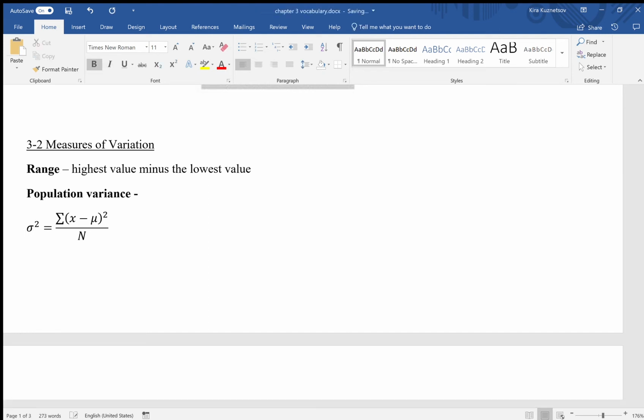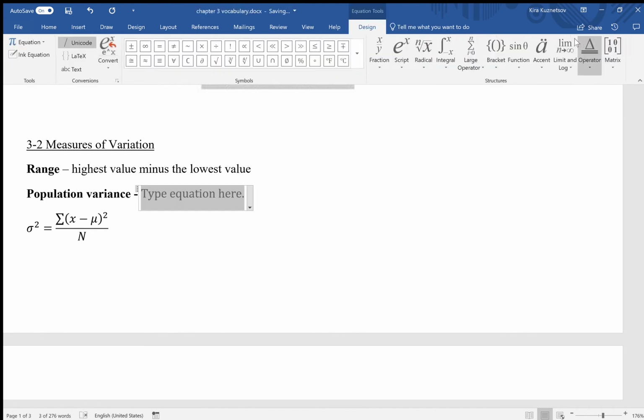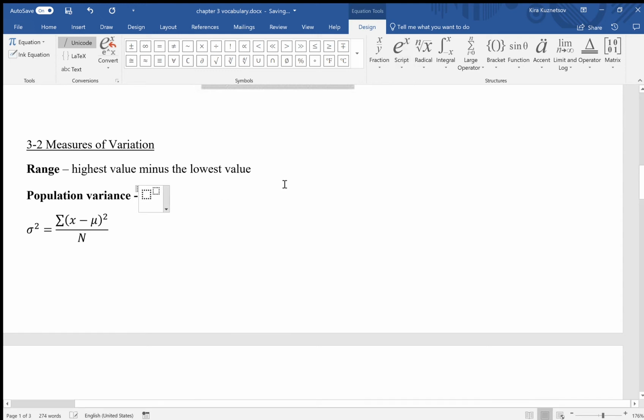So let me do it over here. Under insert, you're going to click on equation. Right here in script, if you click on the script, what you will see is you have a place of putting your squares. It's called a superscript. What I'm going to do is I'm going to click over here. I need to find a letter called sigma. A sigma is the Greek letter.